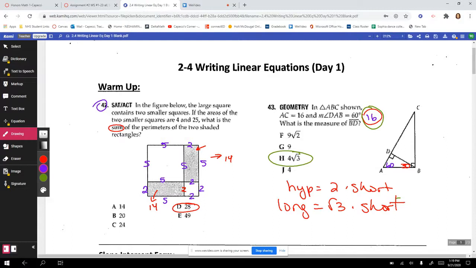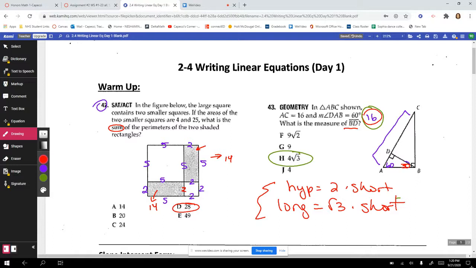Our next problem is on geometry, so I have the diagram labeled. So we have AC is equal to 16. The measure of angle DAB is 60, so that makes angle DBA 30. We're looking for the measure of the segment BD. Now remember with the 30-60-90, the rule is that the hypotenuse is equal to 2 times the short, and the long is equal to root 3 times the short. So the short is kind of the k.